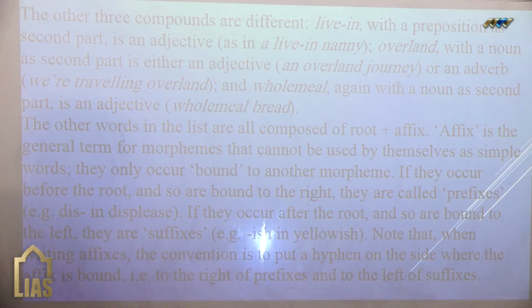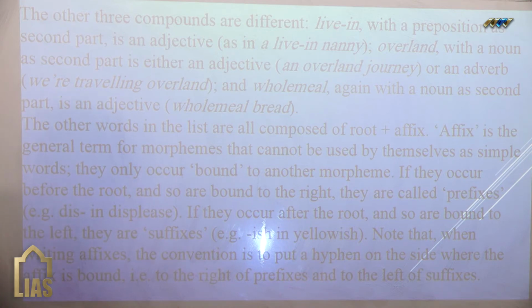If they occur before the root and so are bound to the right, they are called prefixes. At the beginning of a word, we call them prefixes. Example, dis in displease. If they occur after the root and so are bound to the left, they are suffixes. Example, ish in yellowish.